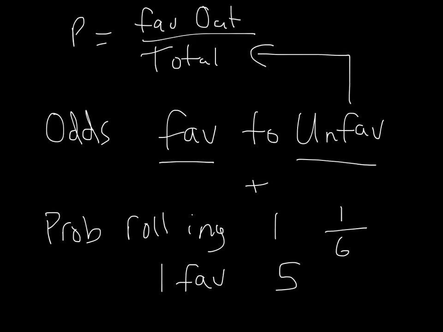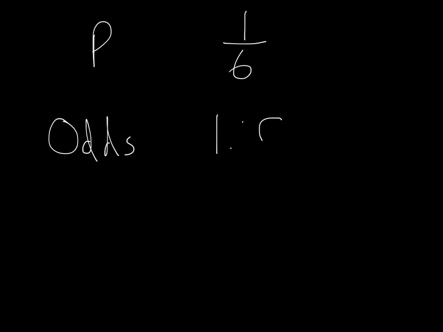When we're looking at that, the probability of rolling a 1 is 1 out of 6. The odds of rolling a 1 are 1 to 5. Does that make sense? For every one thing I do, there will be 5 that are not it. That's the only difference between probability and odds. Does that make sense? Good.